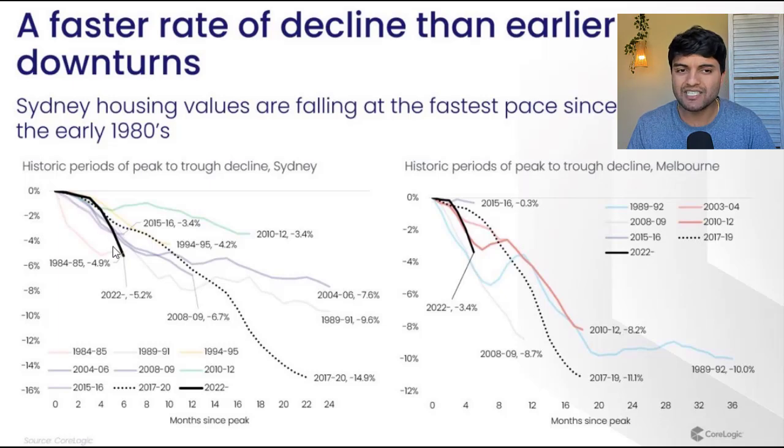Okay, so this dark line is 2022. They've already fallen 5%. Actually, this chart's already 1 month old. They've actually fallen 7 and a bit percent now, and it's only been 5 or 6 months. So why is this a good thing?